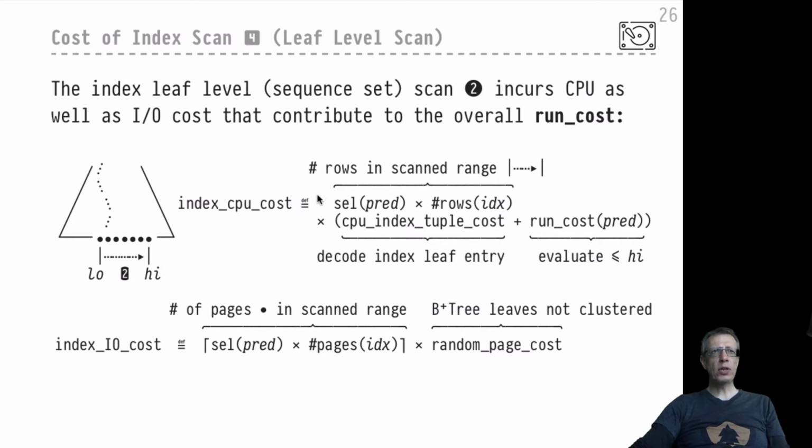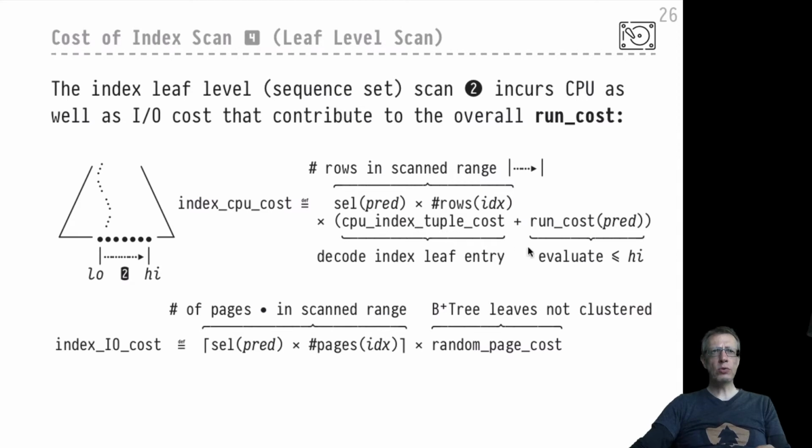The more selective the predicate, the tinier the selectivity value, the tinier would be the range, the number of rows that we have to process. So this is the fraction, the part of the sequence set of the B plus tree that we have to process indeed. For each of these rows inside the scan range, we would have to decode that particular index leaf entry, separate the key value and the row ID and so on, and just perform some CPU work there. And this is accounted for by the CPU index tuple cost.